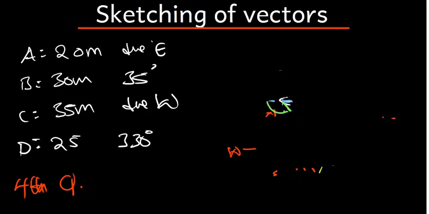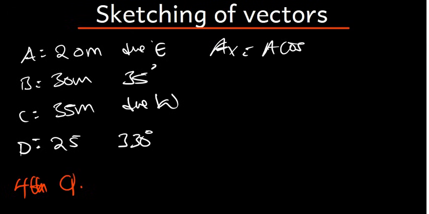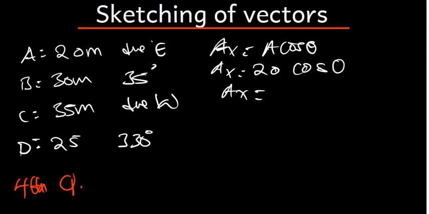Okay, so let's resolve it into x and y components. Let's start with vector m. We said that resolving a vector into x and y components, for example this is a, so ax is going to be equal to a cos theta. A is 20, then due east, the angle is 0, so it's going to be cos 0. So ax is going to be 20 cos 0, we're going to get 20. Okay, so that is the x component.